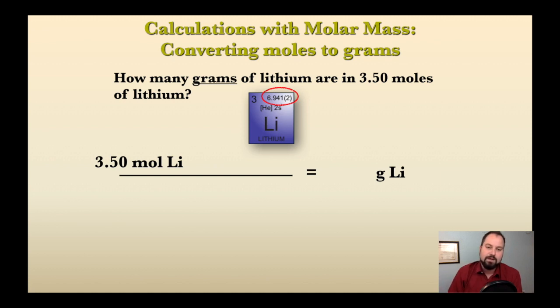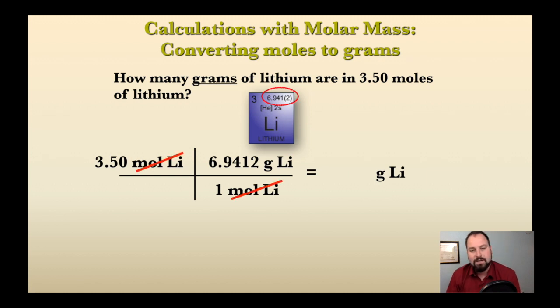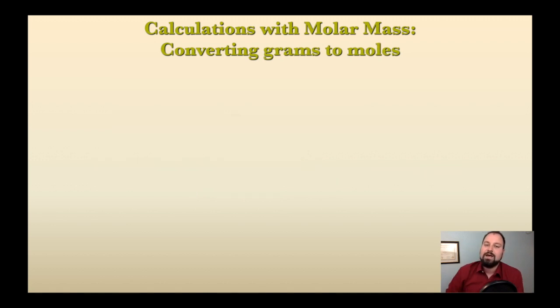Here's the answer though. So now that 6.941 is grams per mole, which means we want the moles on the bottom to cancel out, which means we're going to put that there and the grams will end up on top. Here is the whole thing, and then that gives us moles and moles to cancel out, and an answer of 24.3 grams of lithium. Very straightforward. What about the other way around, however? Let's get to that.